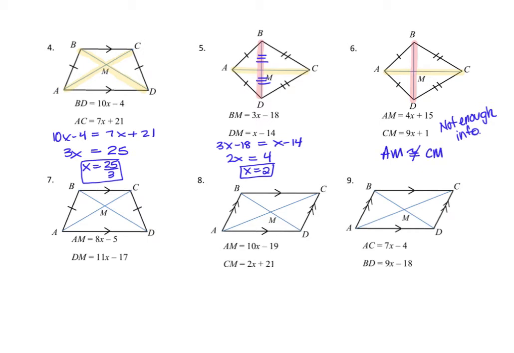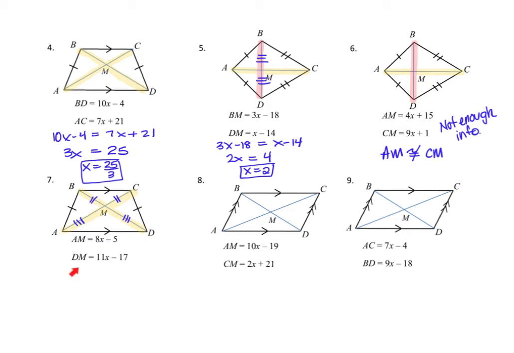In number 7, we have another isosceles trapezoid, and in isosceles trapezoids, the diagonals are congruent. We're also given that AM is equal to 8x minus 5, and DM is equal to 11x minus 17. Which of these parts are congruent to each other? Isosceles trapezoids have two sets of congruent parts. So that means that BM is congruent to CM and AM is congruent to DM.